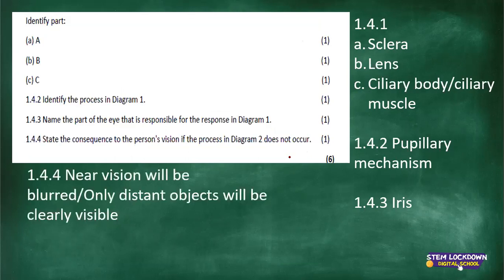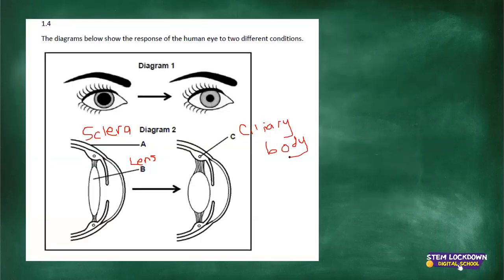What is the consequence to the person's vision if that process in diagram two does not happen? Near vision will be blurred, or only distant objects will be clearly visible. Remember the topic of discussing the eye. So if this process does not happen, only things that are far off will be visible, but the ones in the nearby position wouldn't be visible to this person, so it will be near blindness, né?